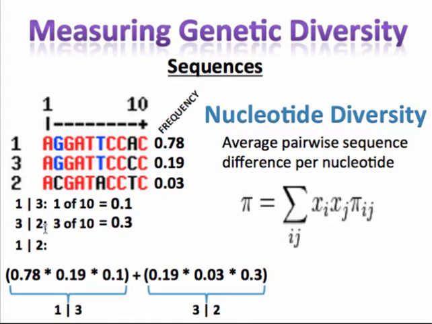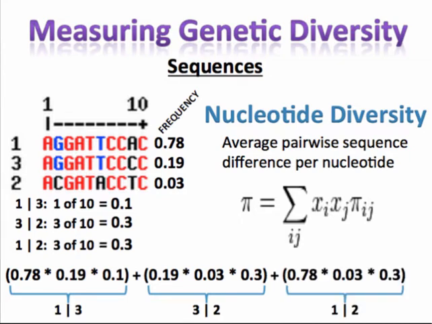So when we look at 3 and 2, there's 1, 2, 3 differences, which is 3 out of 10 for 0.3 frequency. We have that here. And then we take the frequency of the 3 allele, which is 0.19, we put it here. We take the frequency of the 2 allele, which is 0.03, we put that here, and multiply it together. And then we're summing these two, and we do this again for the third one.